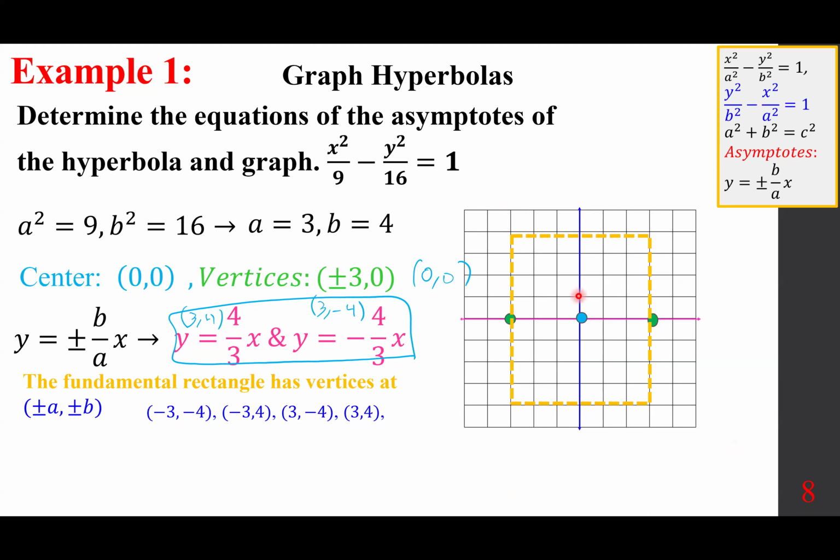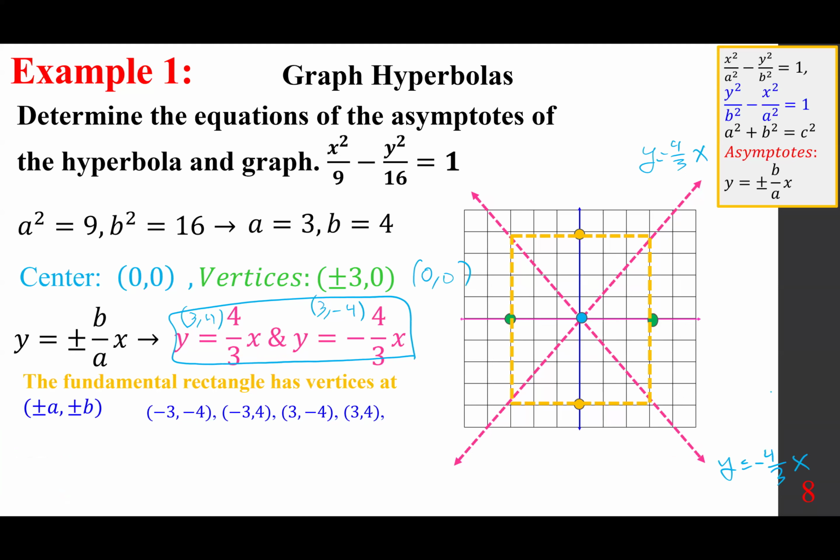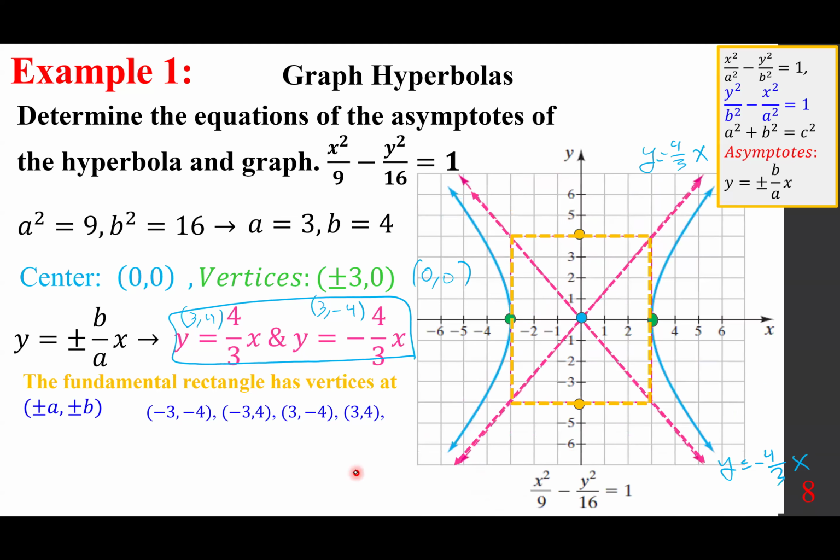Also, these points 0, b and 0, minus b are also there as a reference point. So these are the two asymptotes. This one, everybody, is y equals 4 thirds x. This one is, let's just write next to it, y equals negative 4 thirds x. So the purpose of the fundamental rectangle is to help us see the graph. And so these are the vertices, so the graph opens sideways. Okay, so that's the graph.